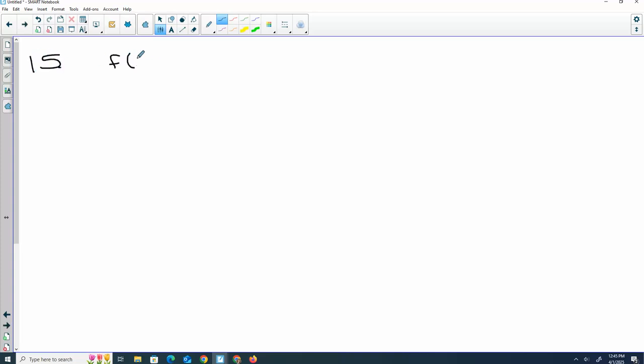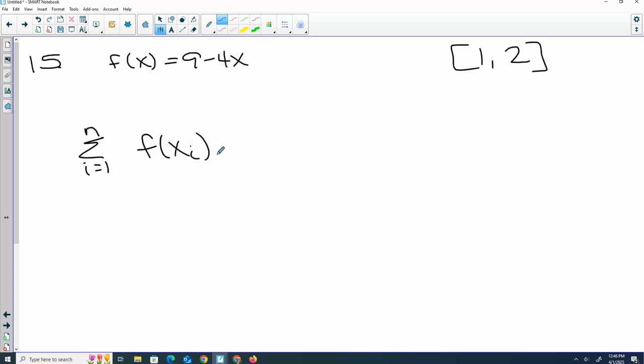So f of x is 9 minus 4x. I want to find the area on the interval 1 to 2. And I tell you, by finding the sum from 1 to n of f of x sub i, change in x, and then taking the limit as n goes to infinity. So I'm telling you, you have to use this method.